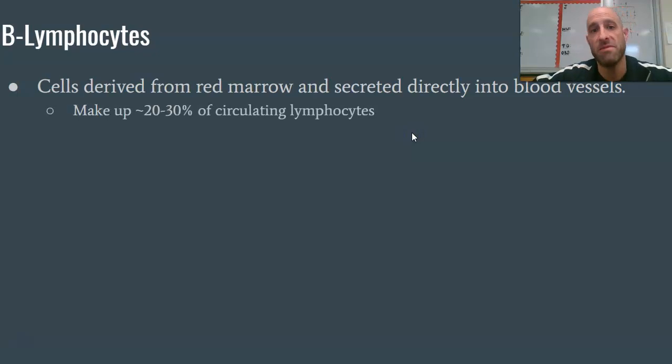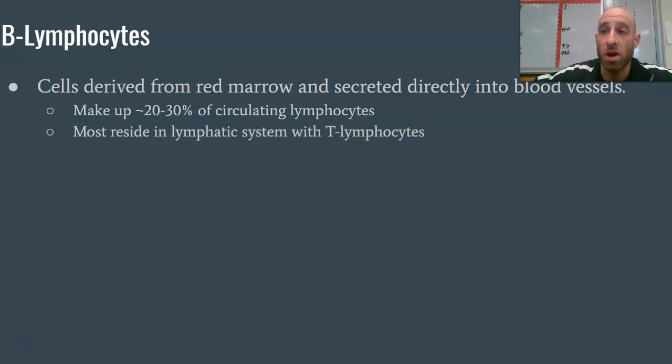And there's not as many of them. They're only about 20 to 30% of the circulating lymphocytes. So most of the lymphocytes are T cells, and then about 20 to 30% are going to be B cells. And they also are going to end up migrating to the lymphatic system. So they're going to be in the spleen, and they're going to be in the lymph nodes. And they hang out with the T lymphocytes. B lymphocytes and T lymphocytes work together. They're really part of the same mechanism.